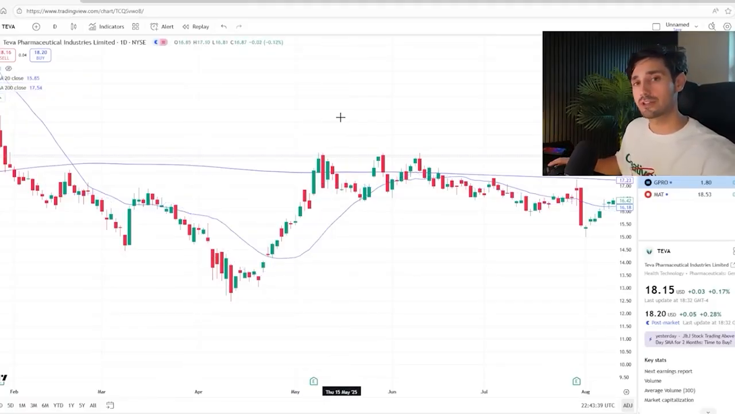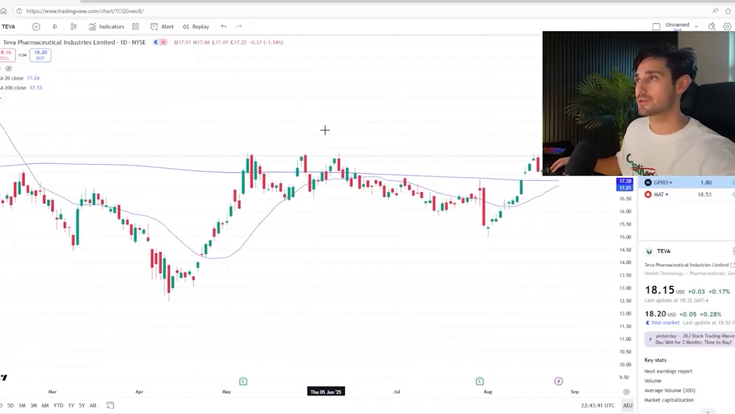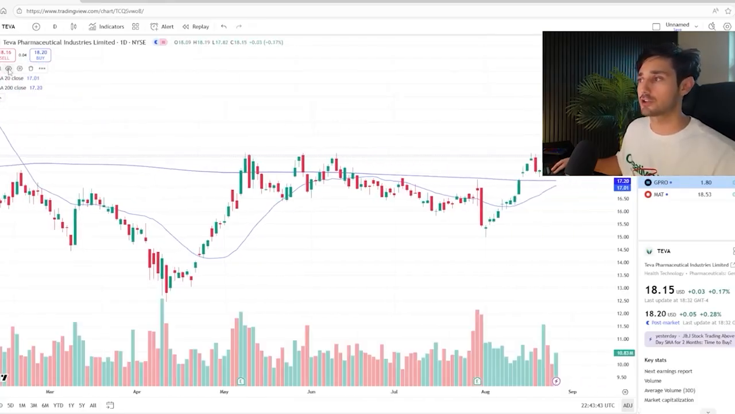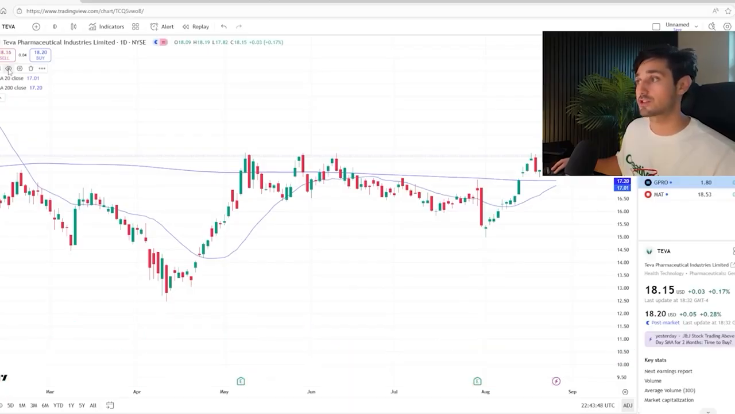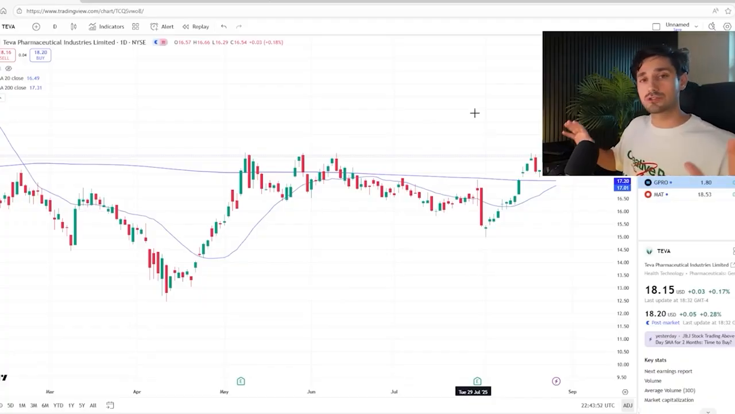These are the only two indicators I have ever used in my trading. Now, I also use volume. I don't really consider that an indicator, and I'm going to make a separate video on that, so make sure you subscribe to the channel to watch that video as well. But I've only ever used two simple moving averages.